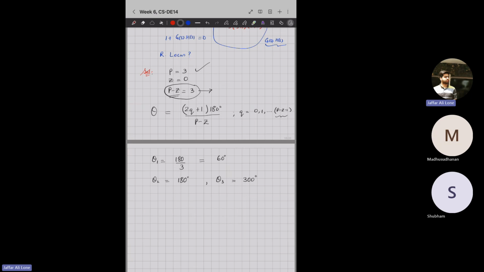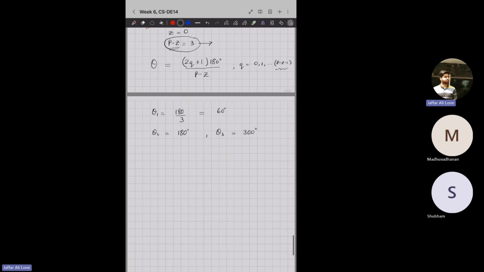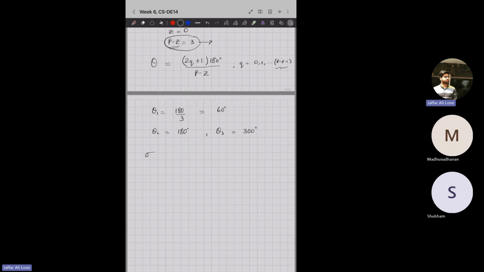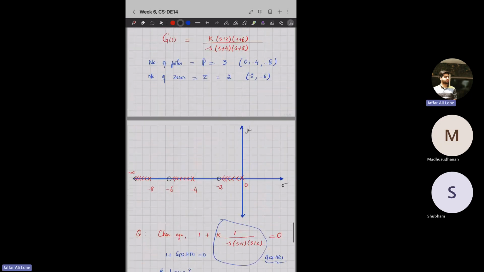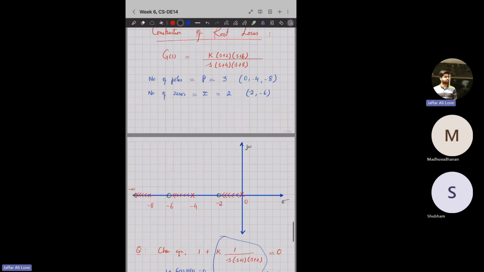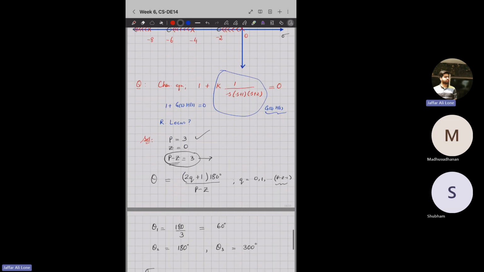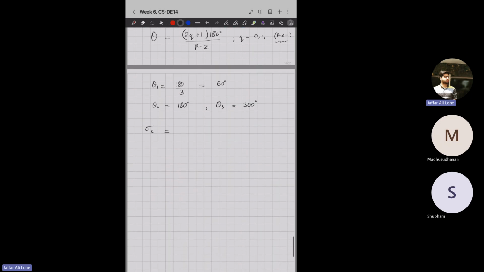Okay, now what is the centroid? What is the formula for centroid? Centroid, which is given by sigma c, is equal to summation of real part of poles minus summation of real part of zeros divided by p minus z. So real part of poles, we have poles at minus 1 and minus 2, which is actually the real part, and 0, which is not considered. So minus 1 minus 2 by 3, which is equal to minus 1. So my centroid is minus 1.